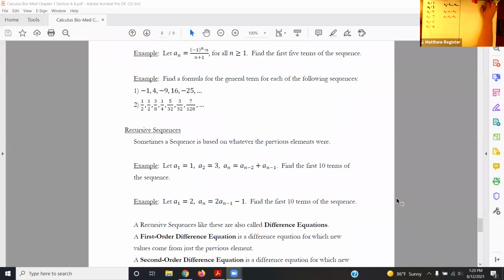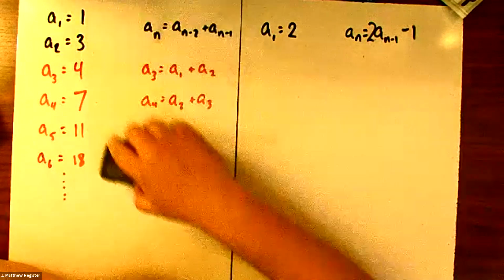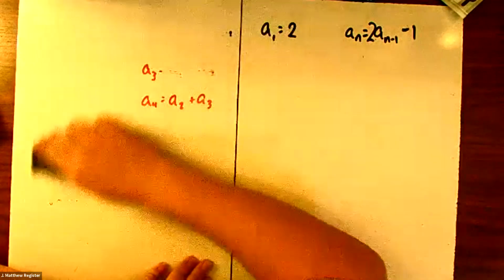Another example I have on here is a sub 1 equals 2. So let me write this one down. So a sub 1 equals 2, and then a sub n is equal to 2a sub n minus 1, minus 1. There we go. And so in this case, instead of having two different values that we're comparing, we're only going to be using one.